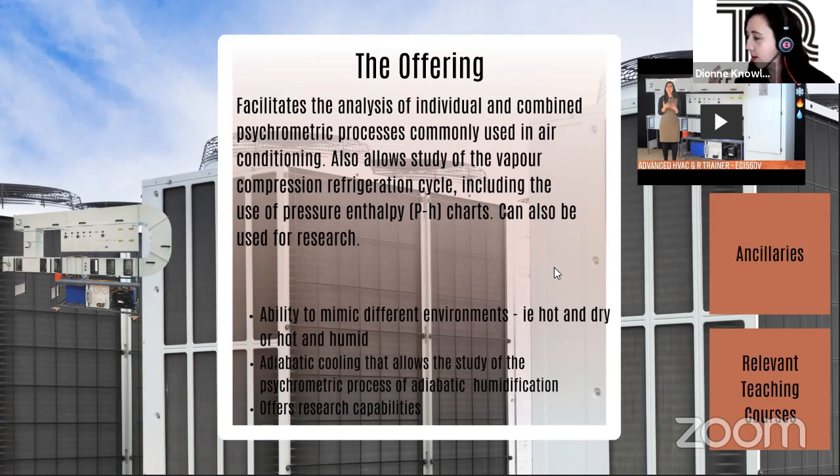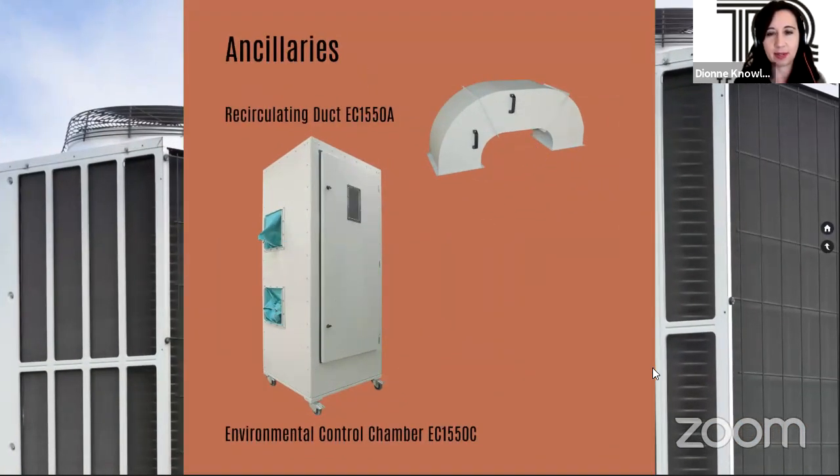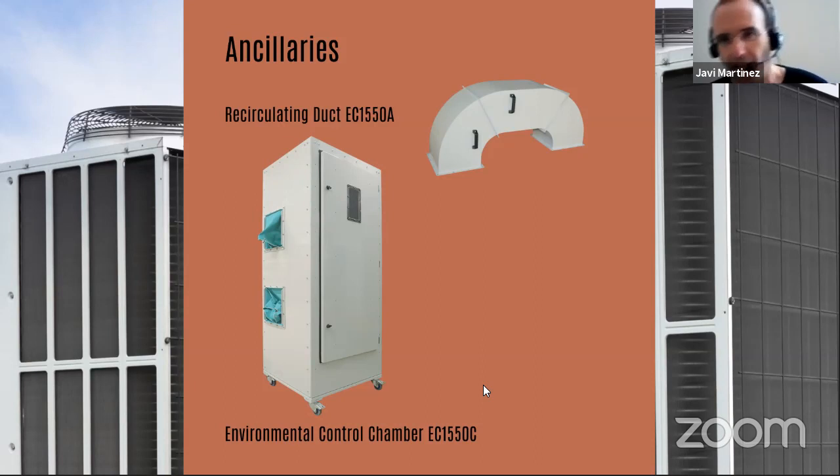Now, we've also had another question about PID controlling of the temperature and humidity in the environmental control chamber and the recirculating duct. Here are those two ancillaries that we talk about. Can you PID control the temperature and humidity in those? Yes, we can PID control the temperature, and we cannot PID control the humidity. We can control the humidity, but not via a PID controller. The PID controllers control the temperature at both the heating process and the reheating.